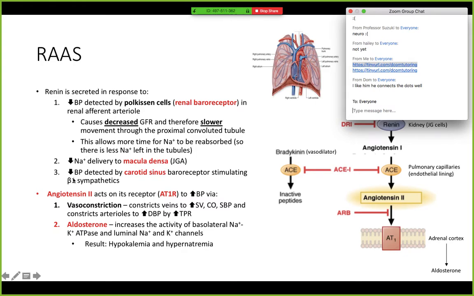Okay, so anyways, let's start with the renin-angiotensin-aldosterone system. So renin is secreted in response to three things. Either a decrease in blood pressure, which is detected by Pulcosyn cells, and these are part of your renobaroreceptor, or a decrease in sodium delivery to the macula densa, or a decrease in blood pressure detected by the carotid sinus.